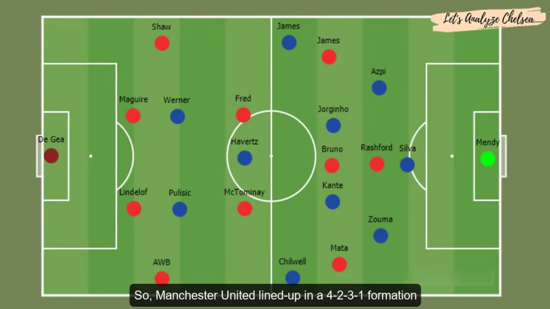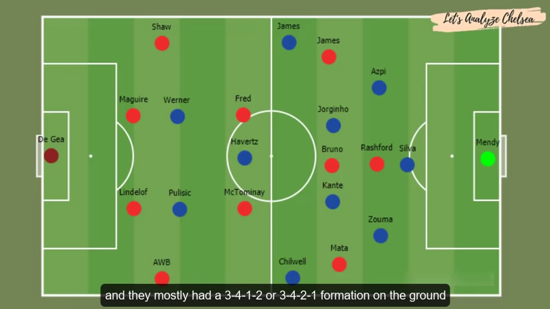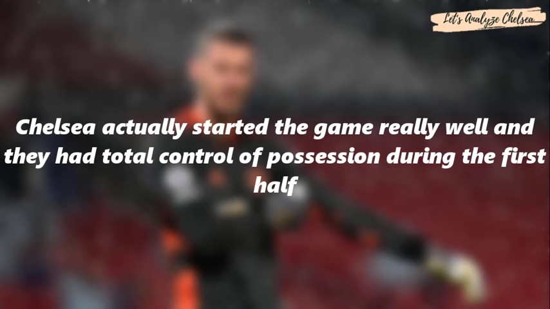So Manchester United lined up in a 4-2-3-1 formation which changed to a 4-3-3 in the second half after the introduction of Edinson Cavani. While Chelsea, on the other hand, changed their formation to a back 3 for this game, and they mostly had a 3-4-1-2 or 3-4-2-1 formation on the ground, with Kai Havertz playing just behind Pulisic and Timo Werner. Chelsea actually started the game really well, and they had total control of possession during the first half.